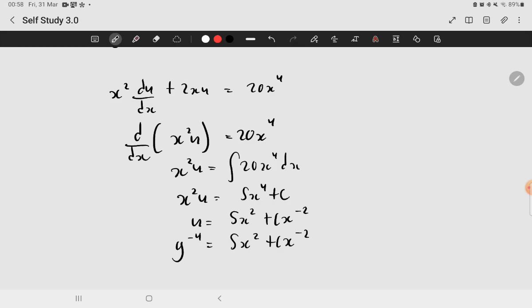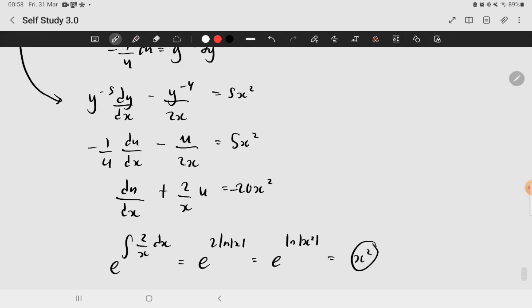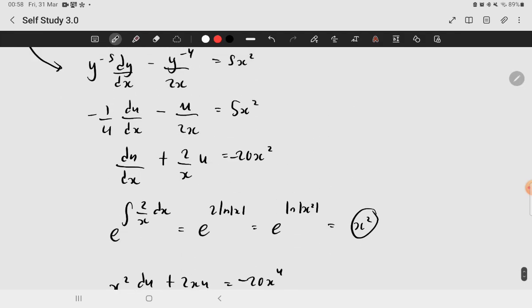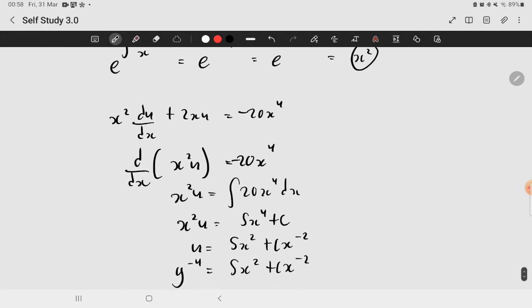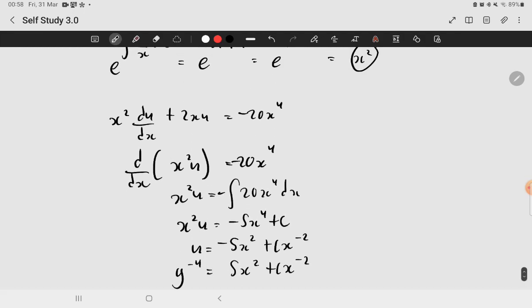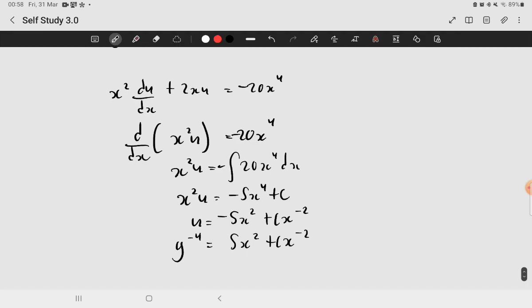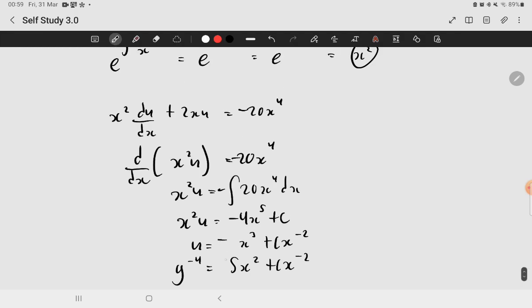I believe that's the answer. Well, I'm not sure. Oh, I forgot something. When I multiplied both sides by negative 4, it should be negative 20x to the power 4. Negative, negative. Is there anything else I missed? Oh, sorry. Wow, okay, I make more mistakes now. I'm sorry, it's already late. So this is 3, 4. Oh gosh, 4, 3. I believe that's it.